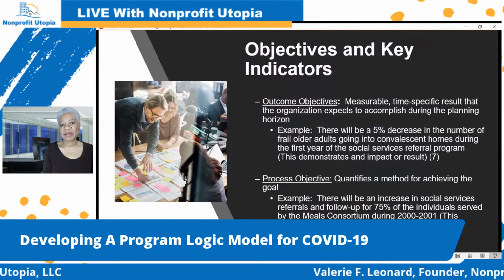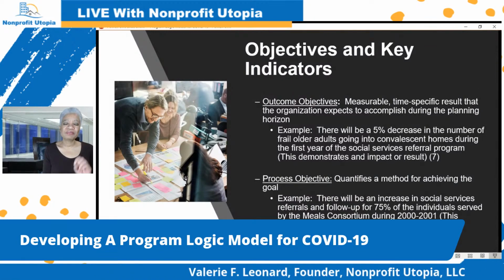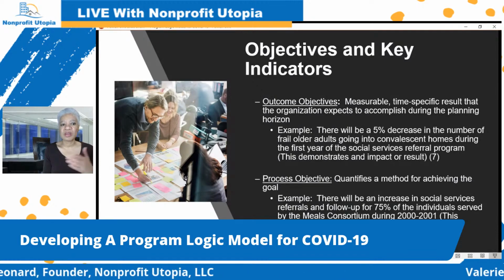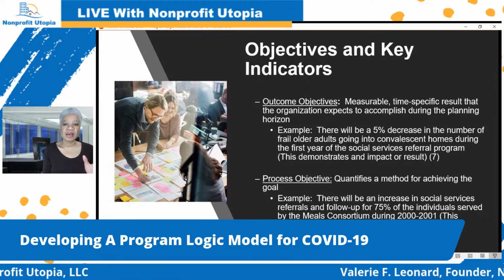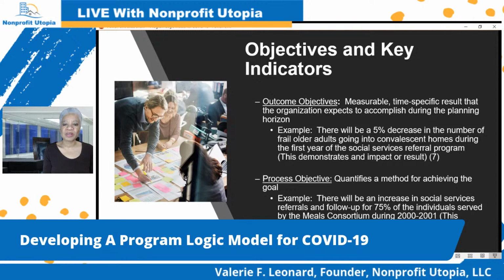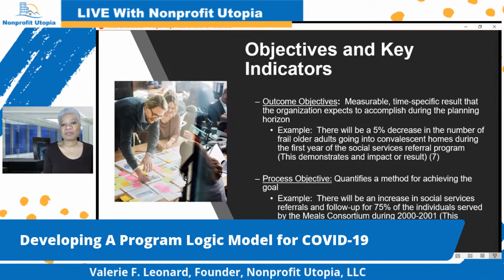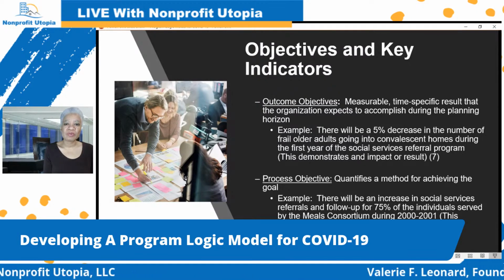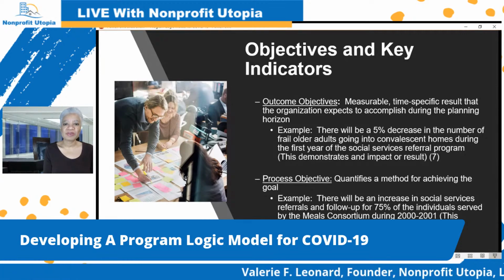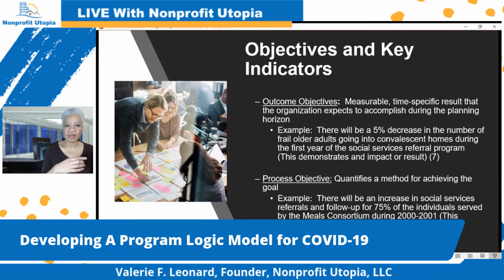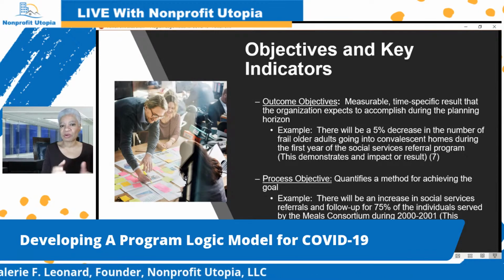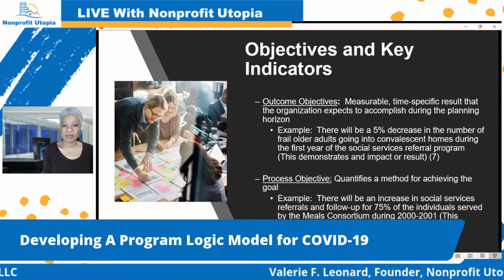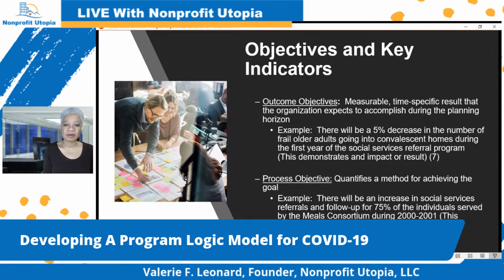All right, so now we're going to talk about objectives and key indicators. So your objectives are the way you're going to achieve your goals. Your goals very broadly talk about what you're going to do, and your objectives tell you how you're going to do it. And you have outcome objectives and you have process objectives. Your outcome objectives are more focused on what will change. Your process objectives are more concerned with how you're going to do it, or the nuts and bolts, right, of how you're going to do it. And you really need both. You can't just have one or the other.